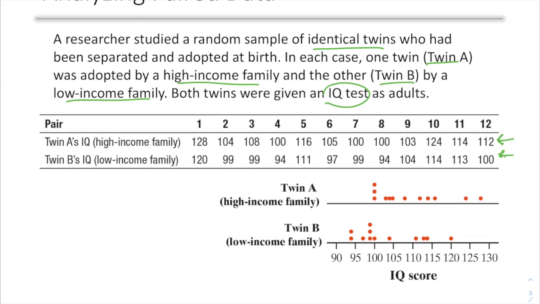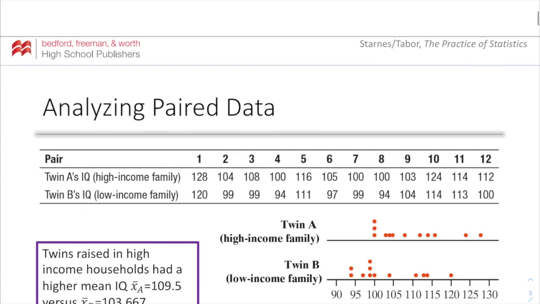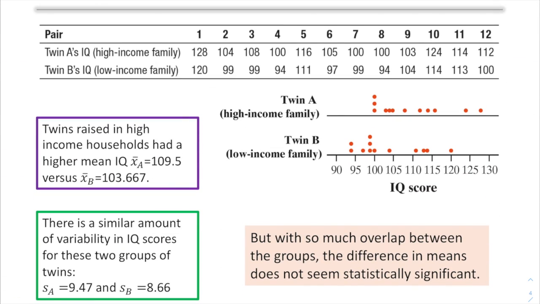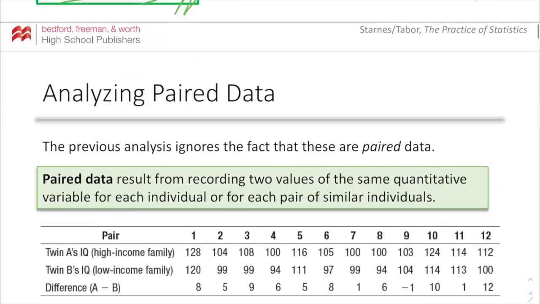So looking at this dot plot, there's probably a difference here. So twins raised in high-income households have a higher mean versus the lower income family, and also the standard deviation is higher based on the data that's given right here. But there's a lot of overlap between the groups. So this difference that we're finding with the mean and standard deviation, is it statistically significant, is really the question.